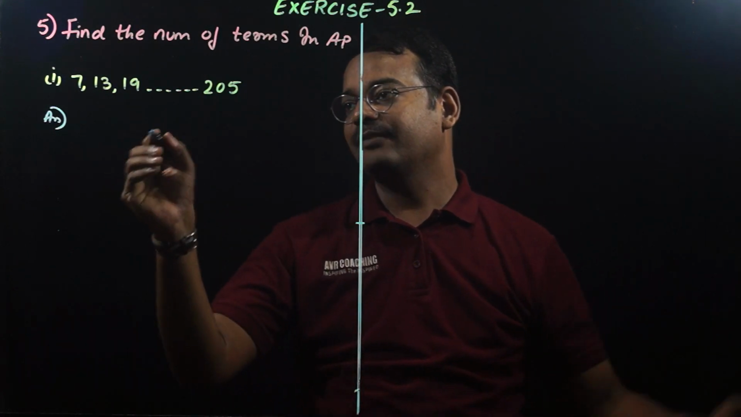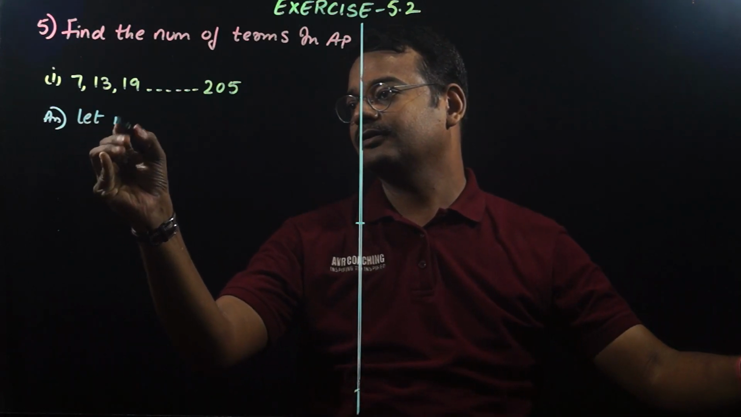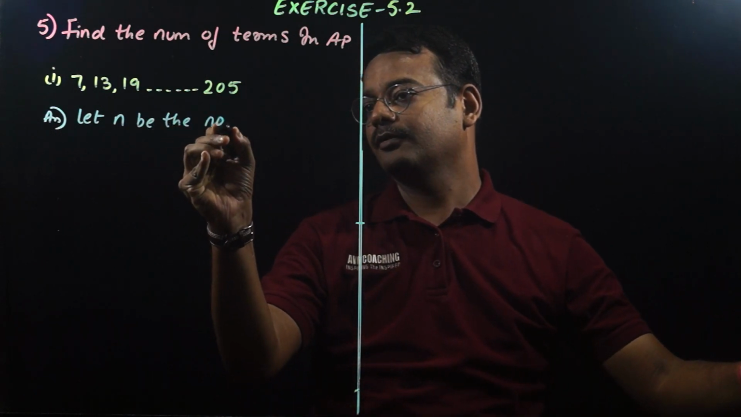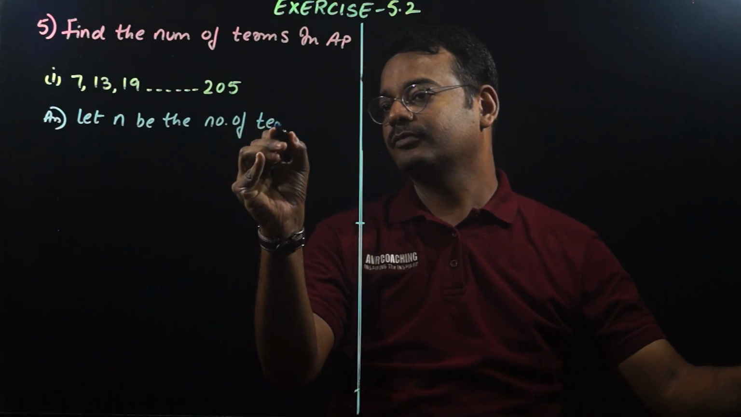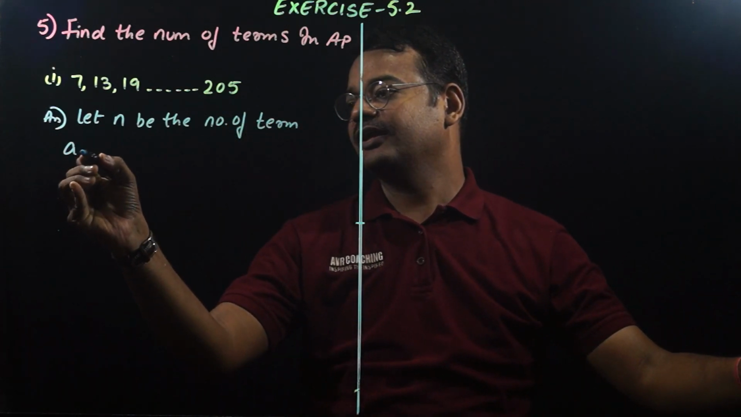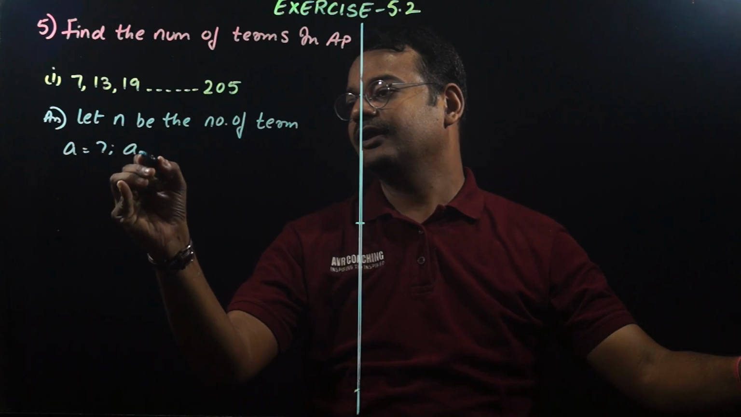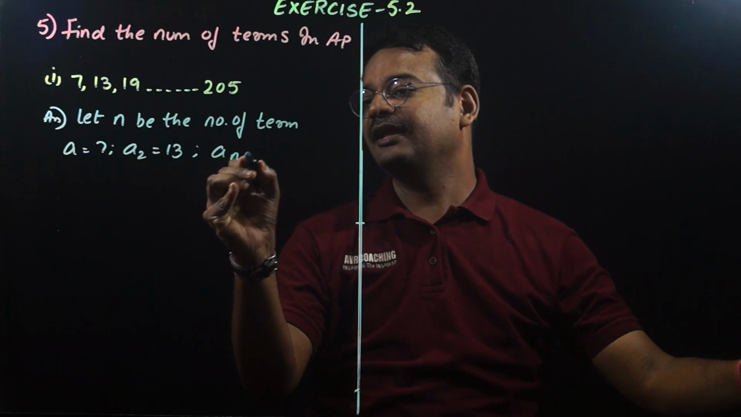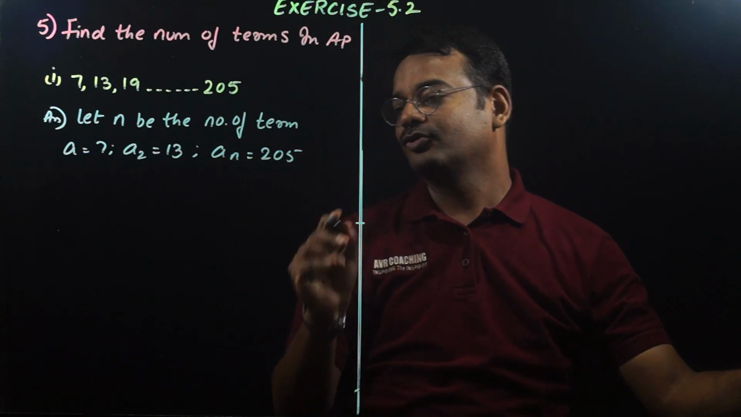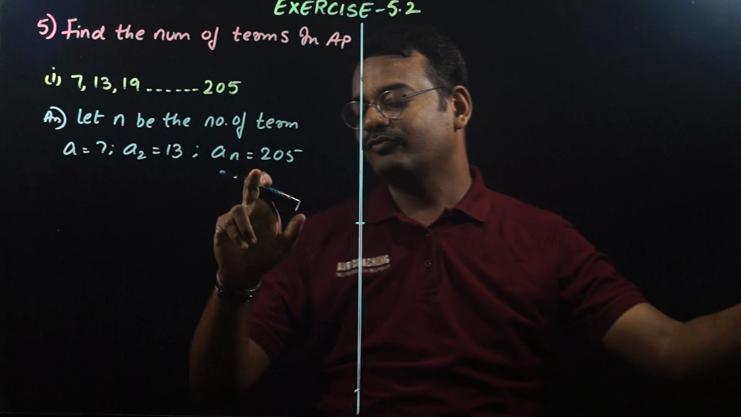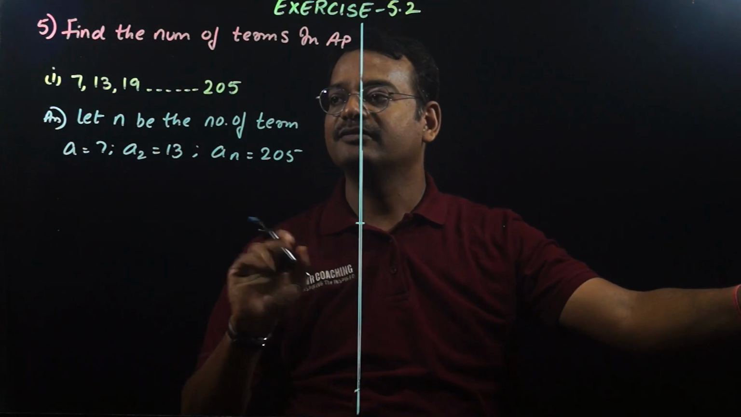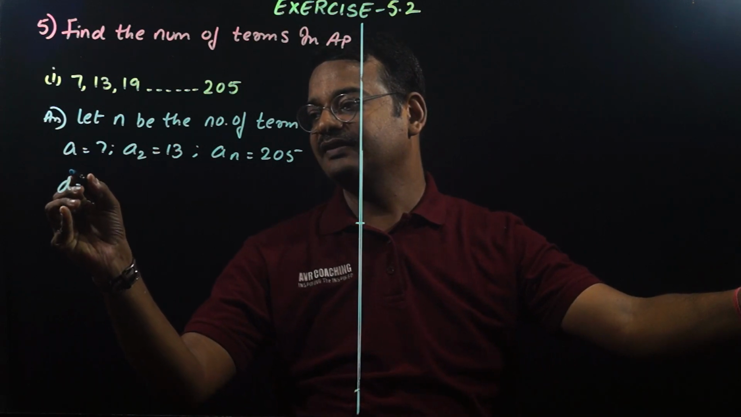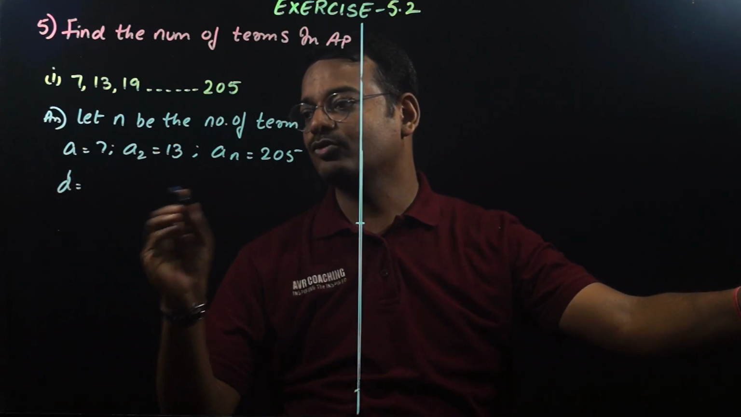Let n be the number of terms. So A equal to 7, A2 equal to 13 and An equal to 205. If we can find the position of 205, then we will get the number of terms in the AP. D is the first step we are going to find in any progression problem.